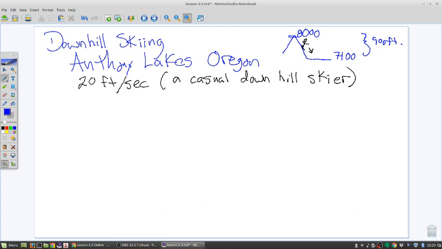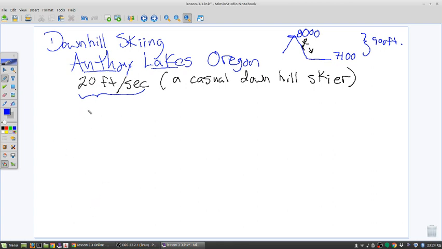When it's too cold to bike and there's snow around, I like to ski downhill, and Anthony Lakes, Oregon is a beautiful place. So cool thing about Anthony Lakes is the ski lodge is about 7,100, and the ski lift takes you up to about 8,000 feet, so I get this 900-foot drop I get to ski on. I'm a relatively slow skier, so let's say I ski downhill at about 20 feet per second.